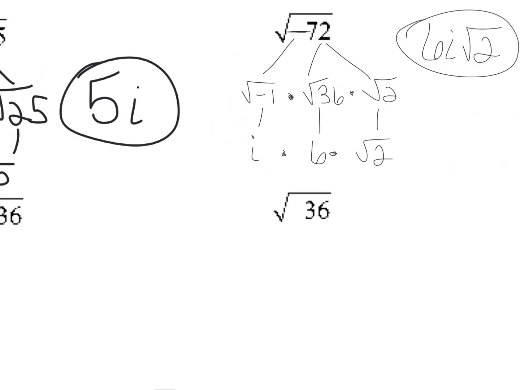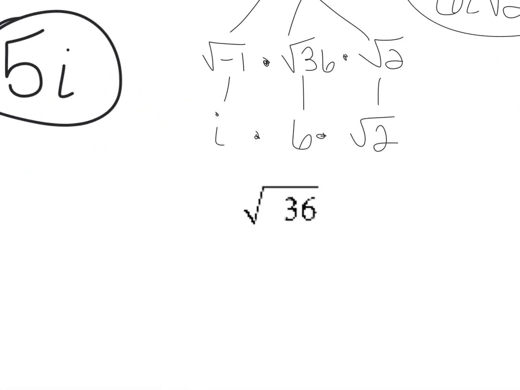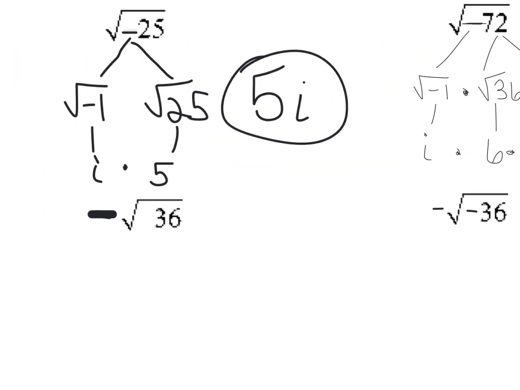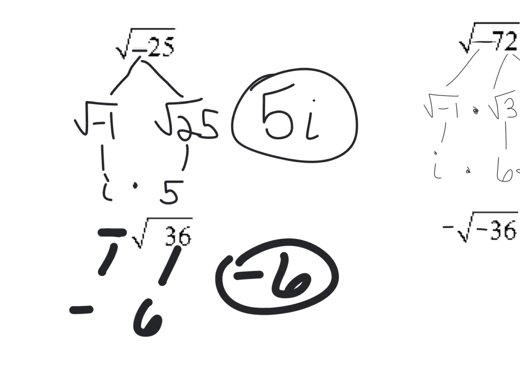Okay, and again, these two over here most definitely did not copy well. So this one has a negative on the outside. This second one here has a negative on the outside and on the inside. So let's see how this looks here. If we have a negative on the outside, that's just going to stay a negative. The square root of 36 is just 6. So we are just going to have negative 6.